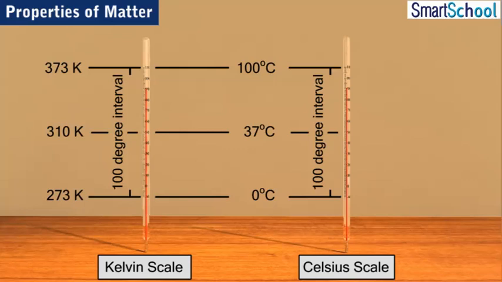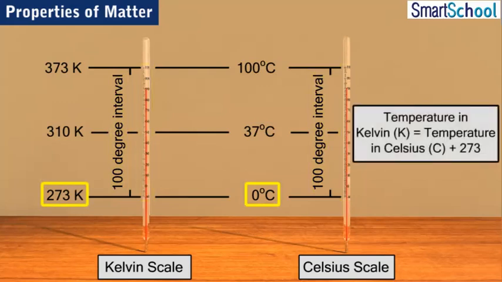The Celsius and Kelvin scales are divided into 100 equal parts. 0 degrees Celsius is equal to 273 Kelvin. Thus we can say that the temperature in Kelvin equals temperature in Celsius plus 273. Note that unlike Celsius and Fahrenheit, temperature in Kelvin is not referred to as a degree.